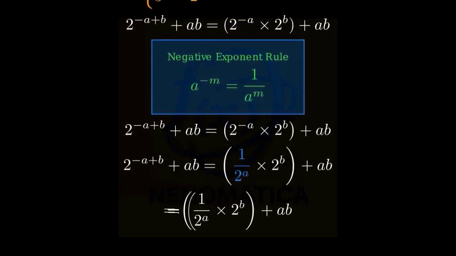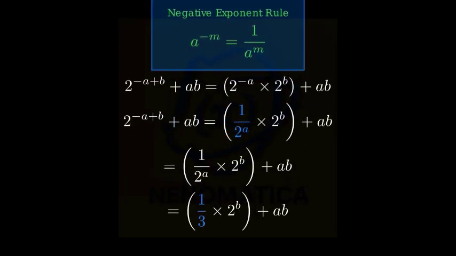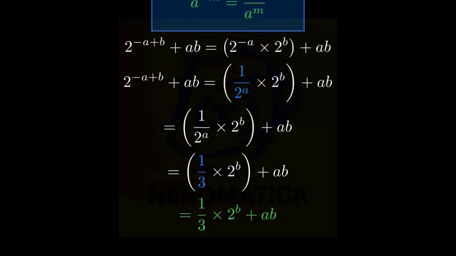From what we know, 2^a = 3. So 1 over 2^a equals 1 over 3. Our expression now becomes 1 over 3 times 2^b plus a times b. Our final expression is 1/3 times 2^b plus a times b. Let's look at our example.